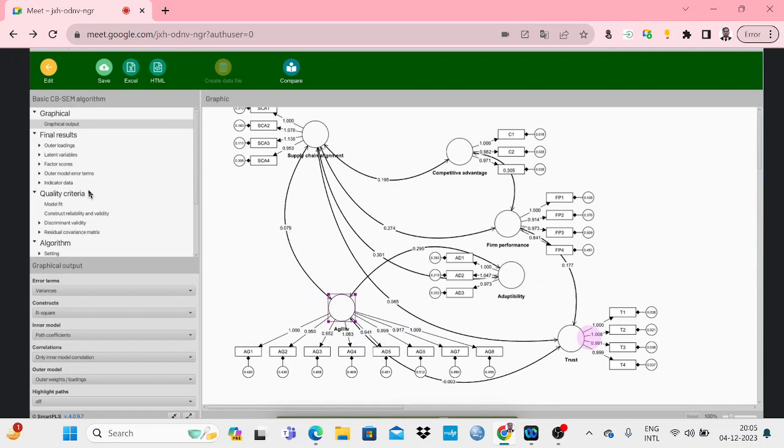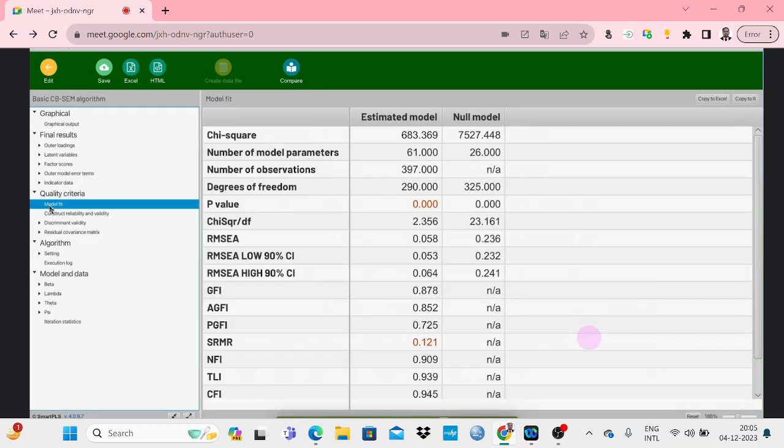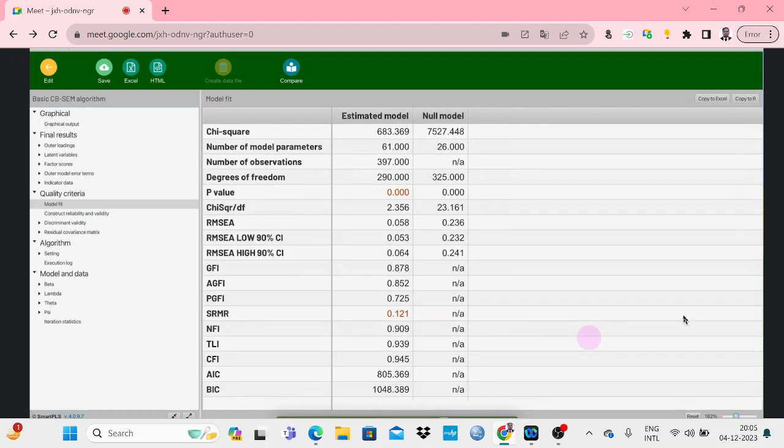Okay. So first of all, when we are running CB-SEM, and that too confirmatory factor analysis, we have to go to this quality criteria and select model fit. Before interpreting any CB-SEM model, we have to look at the model fit. If the model fit is within the acceptable criteria, then only we go on to interpret the model, else we drop the model. Because CB-SEM is largely entrusted with the responsibility of saying whether theory matches the data or not. So for that, these fit indexes are very important.